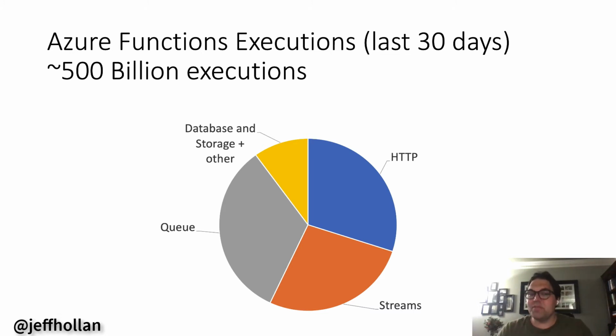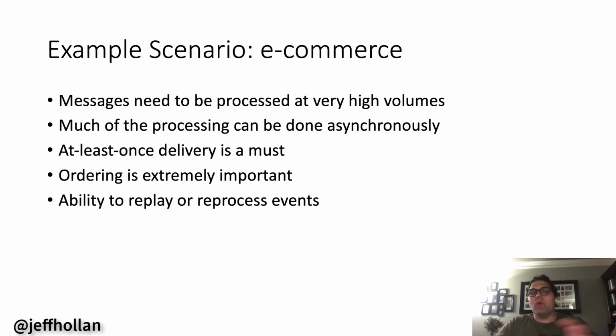So let's look at some of these messaging patterns that we're seeing and why people are using them. Why does the pie chart look like this? So let's look at one example scenario. Some of our favorite customers in Azure are e-commerce customers. Some of the largest retailers in the world, whether it's Walmart or Best Buy or whomever, are publicly using Azure. And many, if not all of them, are using serverless functions as part of their architecture.